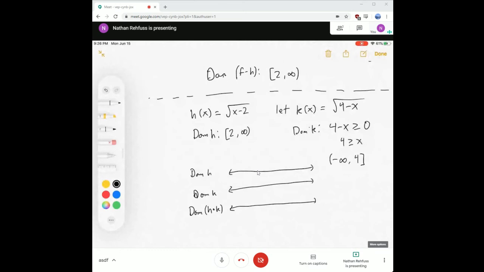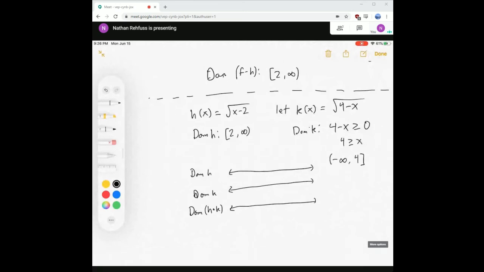So the domain of H, let me line these up. Here's going to be 0. And let's say this is 2. And let's say this is 4. So H can be 2. I'll fill that in with a black circle because it can be 2. Or it can be any number bigger than 2. So I'll shade in all the numbers up to the infinity arrow. Now K, it could be 4, or it could be any number smaller than 4. So I'll shade all the numbers smaller than 4.